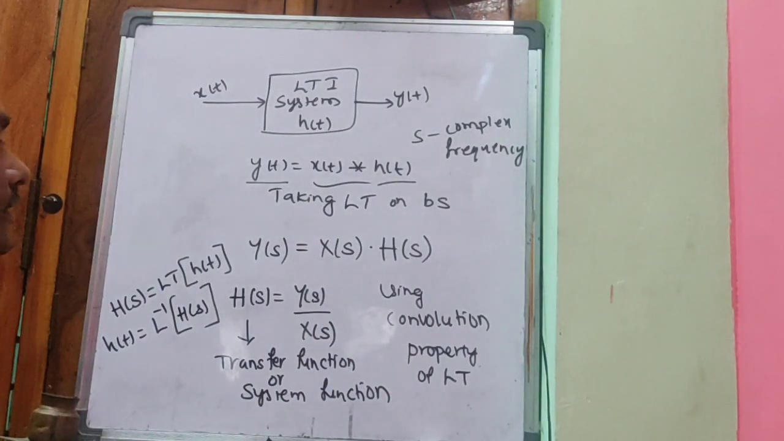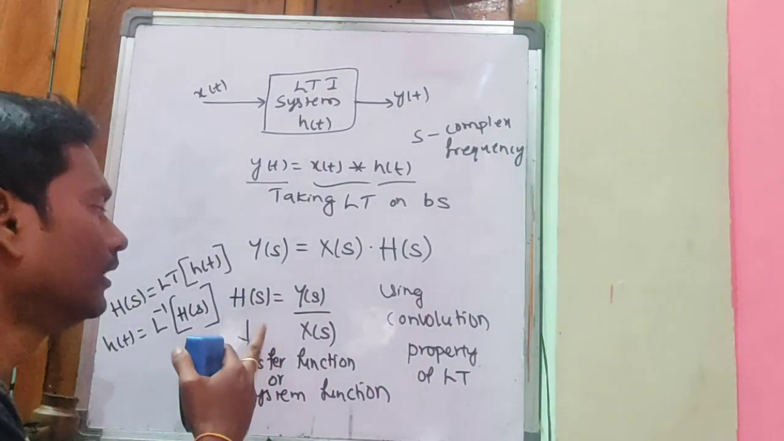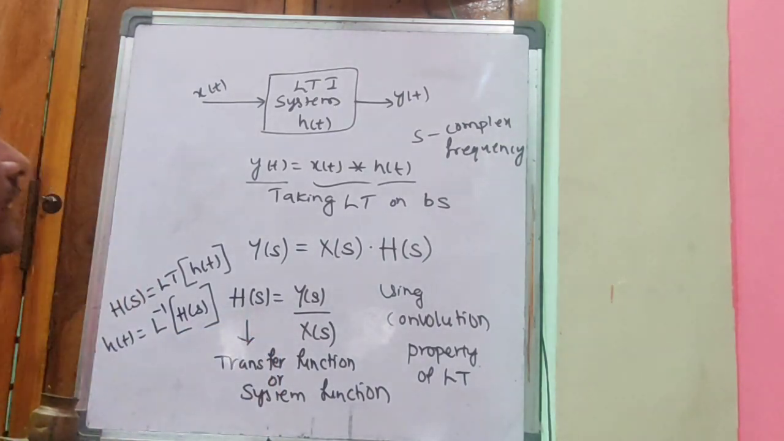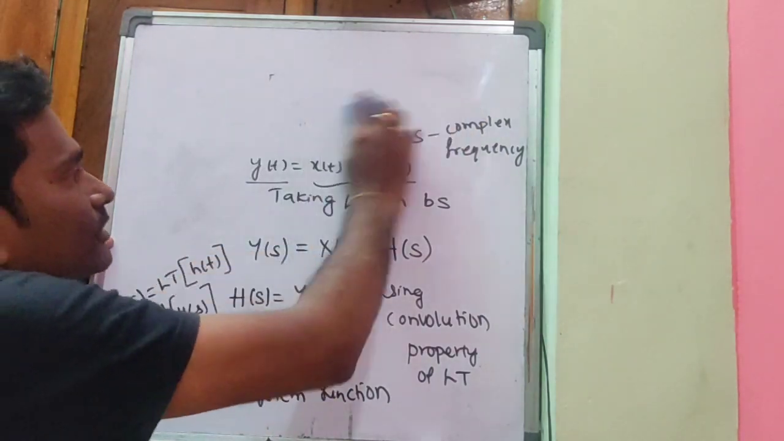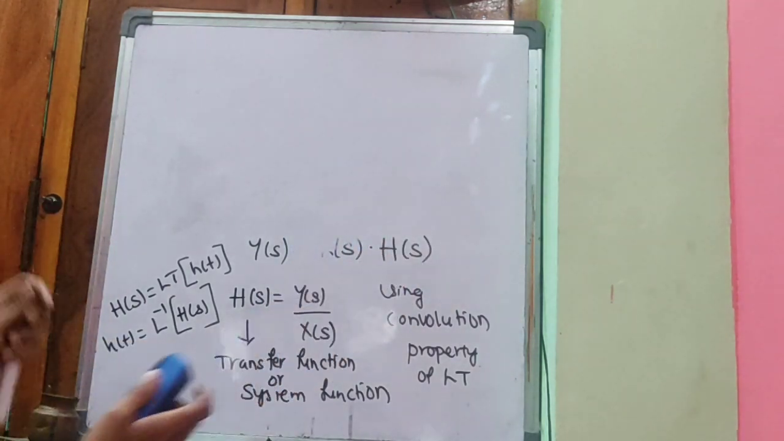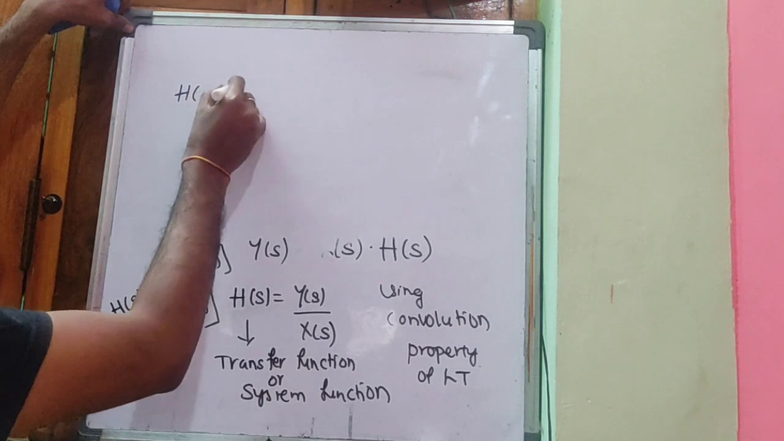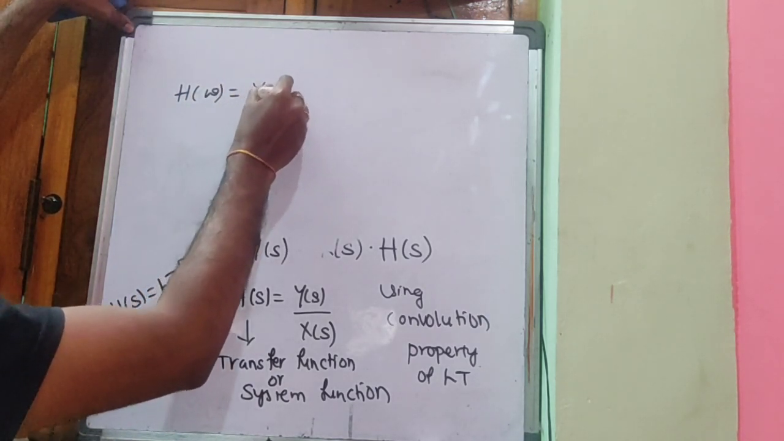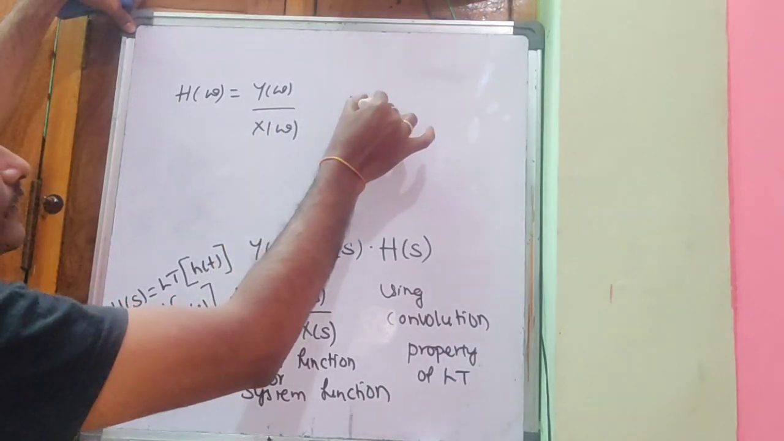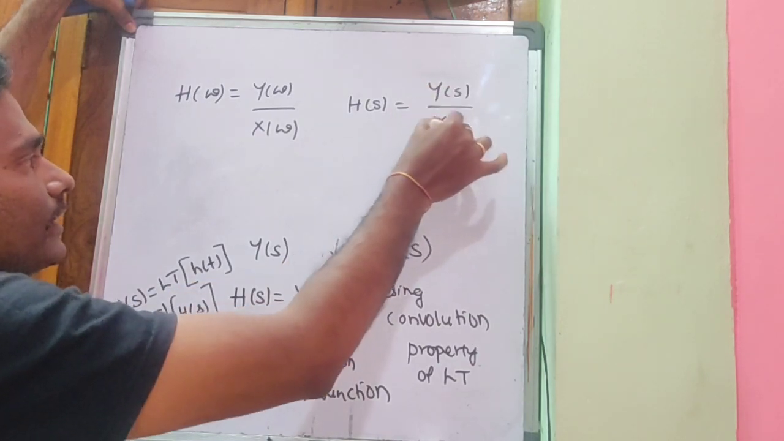Okay, students, coming to the transfer function or system function, here H(s) is equal to Y(s) by X(s), in both the s domain and the Fourier transform domain. We will have H(omega) equal to Y(omega) by X(omega), or H(s) equal to, in the s domain, Y(s) divided by X(s).